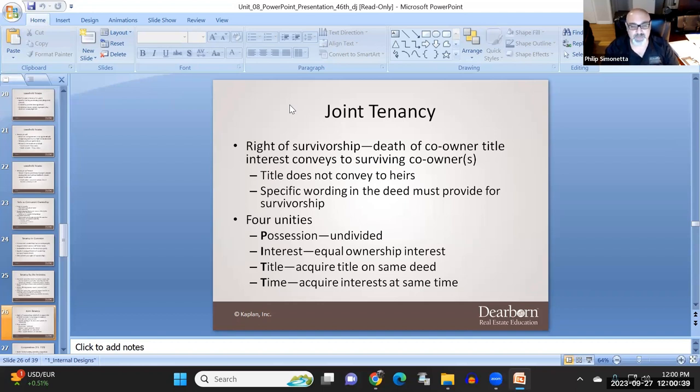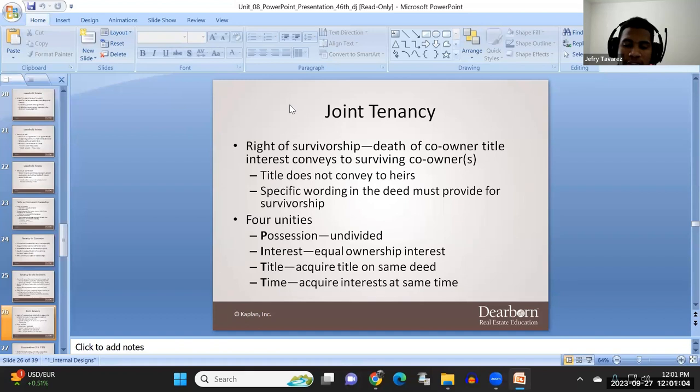Now, if you have a property in joint tenancy and you want to sell it, refinance it, do whatever, you all have to agree. If you want to change it and take somebody off, you all have to agree and refinance it, or you have to agree and do a deed to get out of it. But you all have to agree, right? If somebody doesn't agree, you can't change it. That's how joint tenancy works.